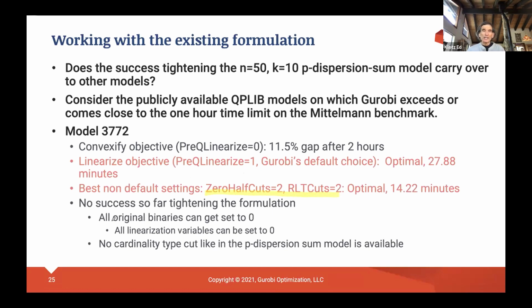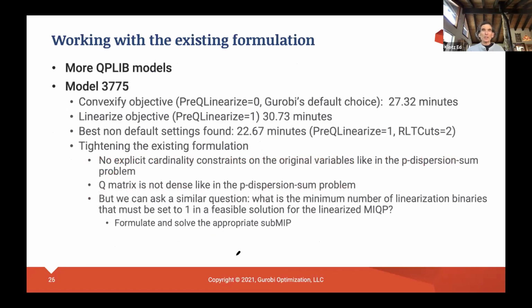However, in terms of tightening the formulation, I was not successful, I think primarily because in this model, all the original binaries can be set to 0. And if all the original binaries can be set to 0, all the bilinear terms can be set to 0, which means all the linearization variables can be set to 0. So any notion of a cardinality cut on the minimal number of linearization variables being a positive value was not available in this case.